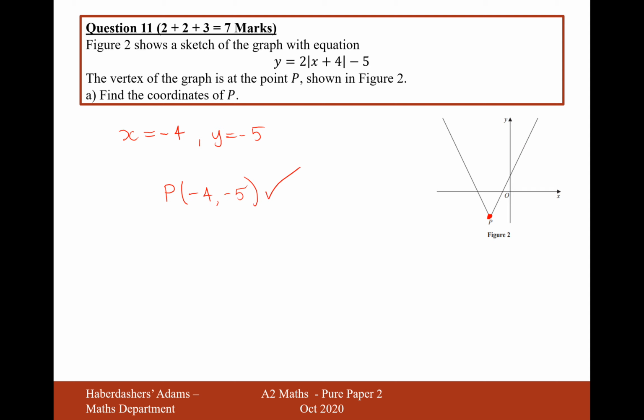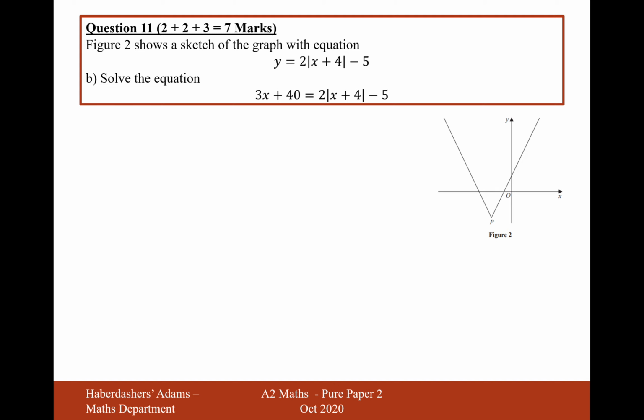Okay, let's move on to part B now. Solve the equation 3x plus 40 equals 2 modulus x plus 4 minus 5. The first thing I'll do is move the 5 onto the other side. So it's now 3x plus 45 equals 2 modulus x plus 4. Now remember, how do you solve modulus equations?